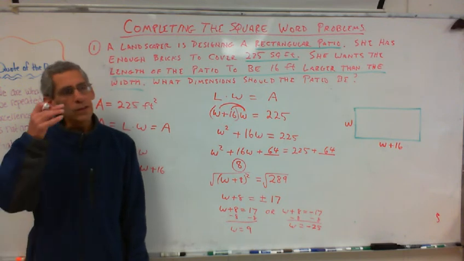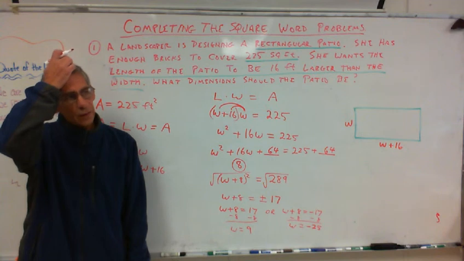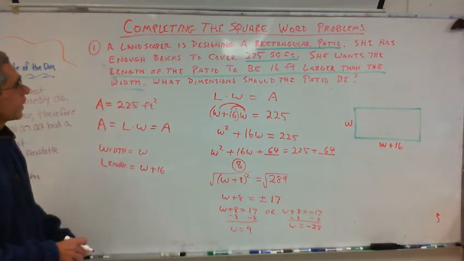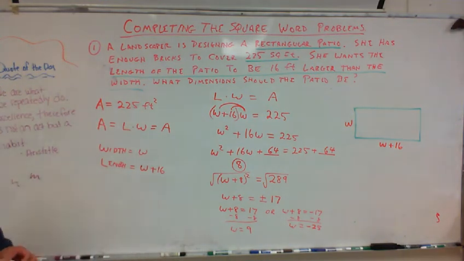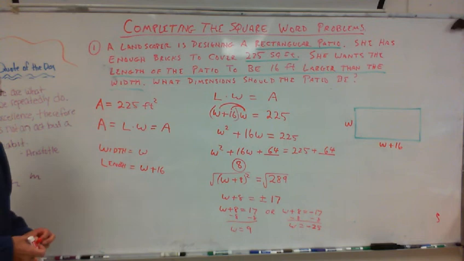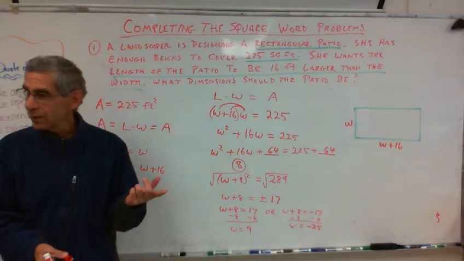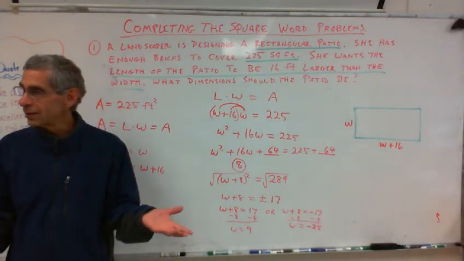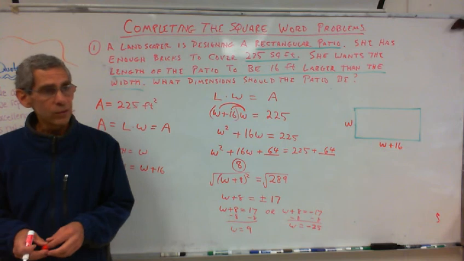Yeah, but let's think about it. This is now a real life example, right? Let's remember, it's saying what dimensions should the patio be? It's not going to be negative dimensions. It can't be negative dimensions. Why? Because this can't exist in actuality. It doesn't really make sense. Do you guys agree with him? Yeah. Doesn't that make sense? That's brilliant, Liam. That's totally brilliant, right?